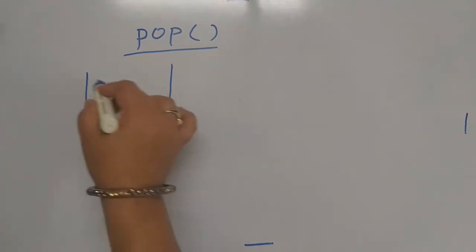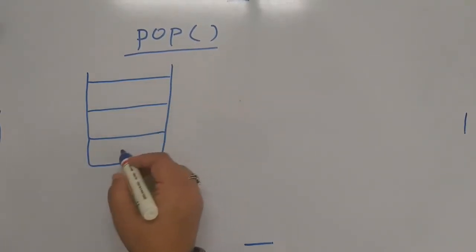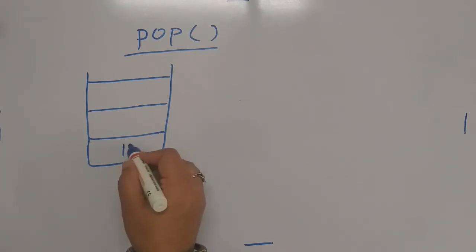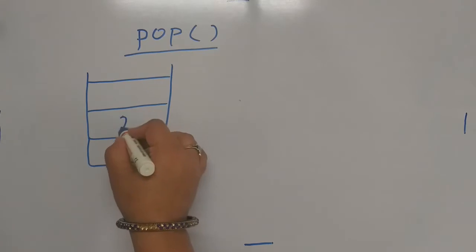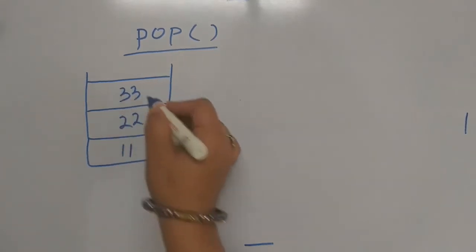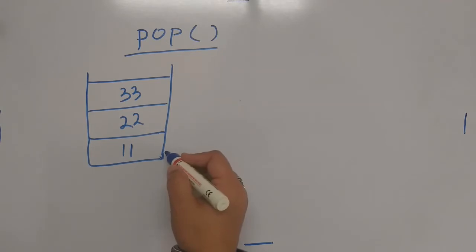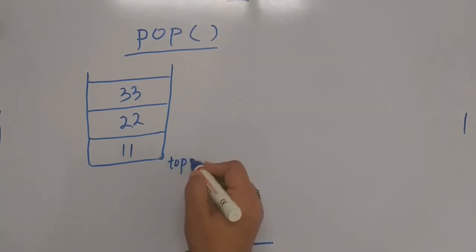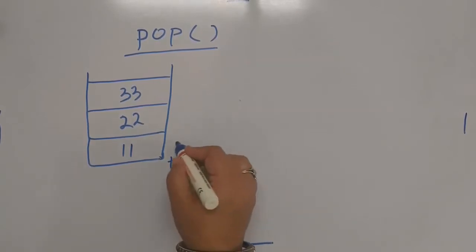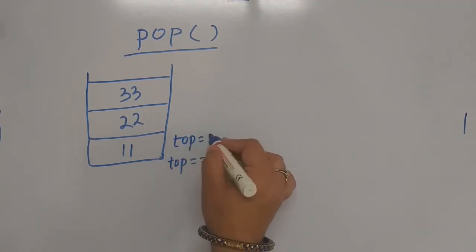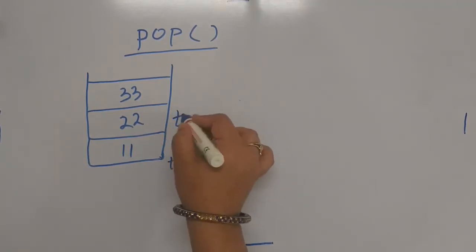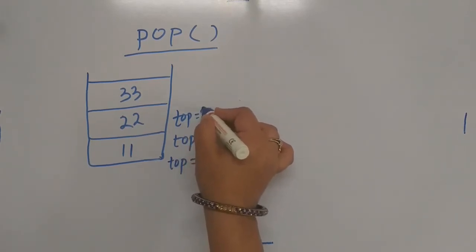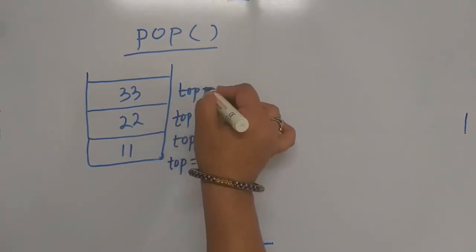So look at this. This is one example. Three elements are within the stack: one is 11, another is 22, another is 33. Already in the push operation, we know that whenever we enter one element, the top position is incremented by 1. Previously the top position is equal to minus 1. When we enter an element, top becomes 0, then next top equals 1, then next top equals 2.